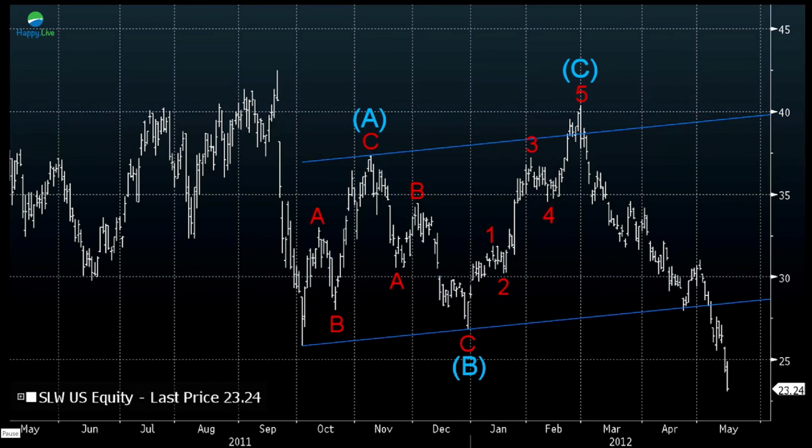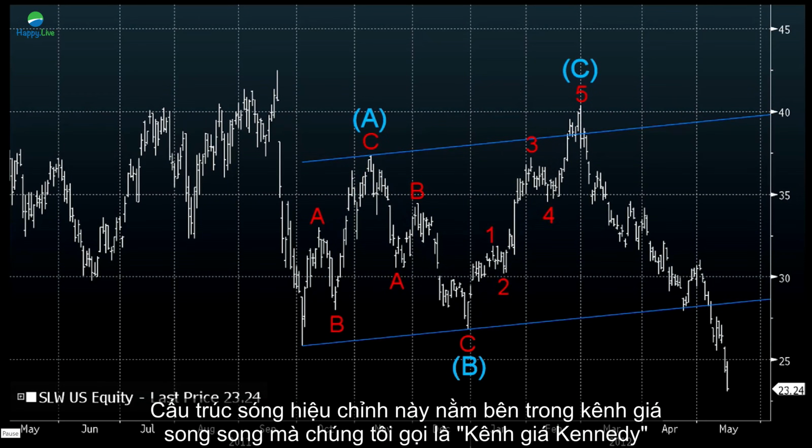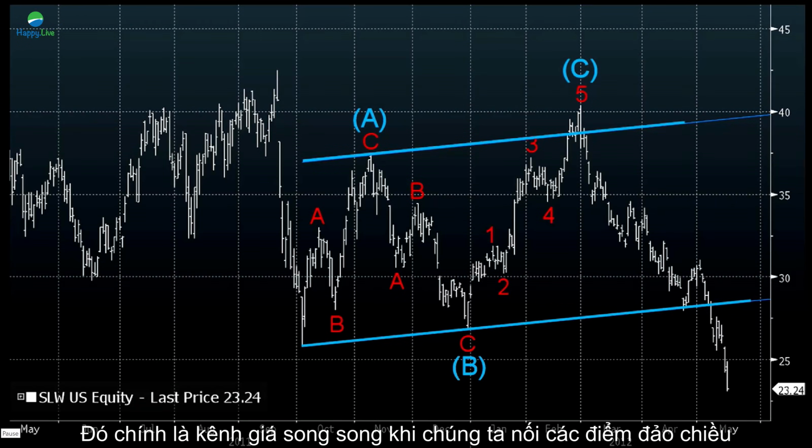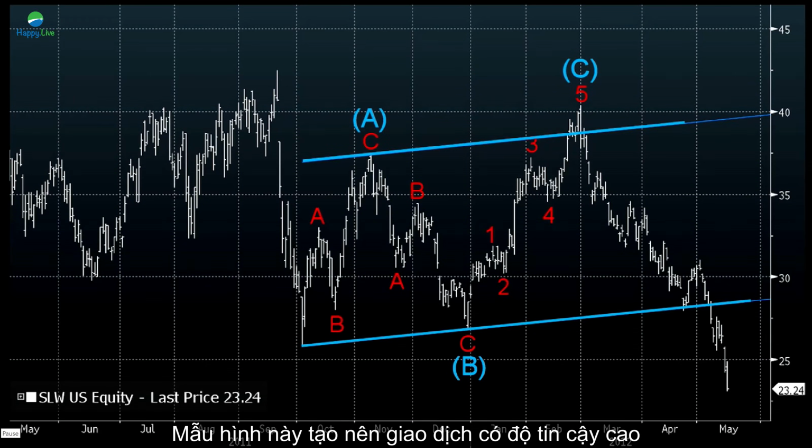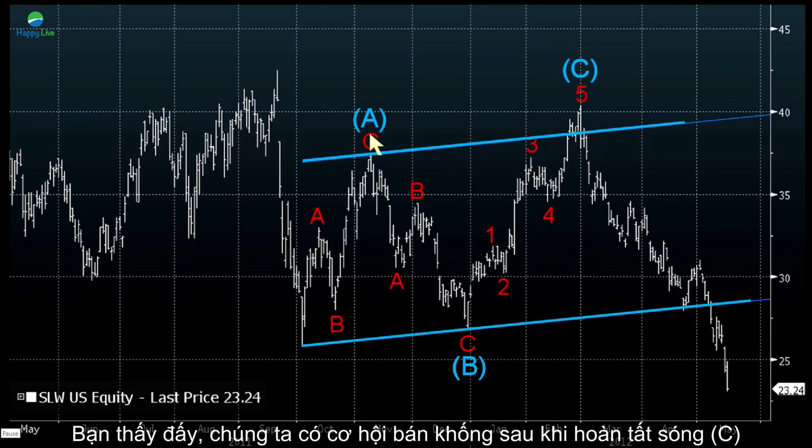Now also, we have the structure formed within what I call a corrective price channel. The corrective price channel is essentially a byproduct of what I call the Kennedy channeling technique. It's a specific, precise way to draw trend lines that helps you classify Elliott waves as either impulsive or corrective. But essentially, this is what constitutes a high probability trade setup for myself. This is a three-wave move, A, B, C, within parallel lines.